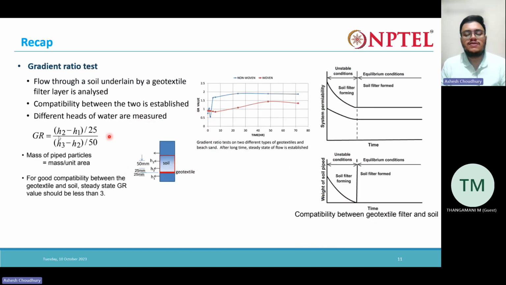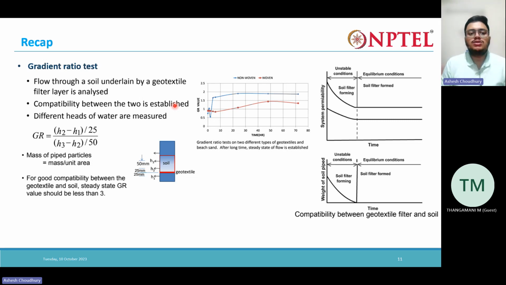Okay, now this is a very important test known as the gradient ratio test. So what is a gradient ratio test? We already discussed this previously also. In gradient ratio test, what we do is establish the compatibility between a filter and the soil. So we need to ensure that the geotextile that we are using with our soil, that both of them are compatible.